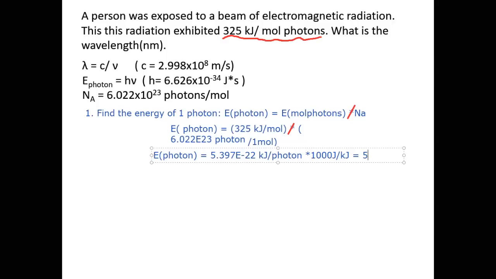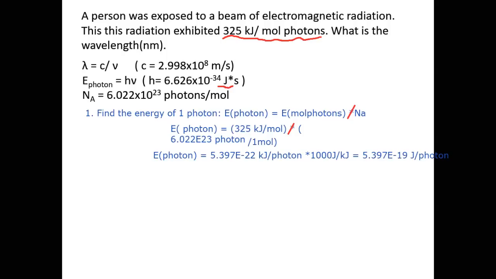So it'd be 5.397 e to the negative 19 joules per photon. So that's the energy of one photon in this beam. And again, the reason we need joules is because Planck's constant is in joules. So that's why we had to convert the kilojoules into joules. That's step one. So we found the energy of one photon.